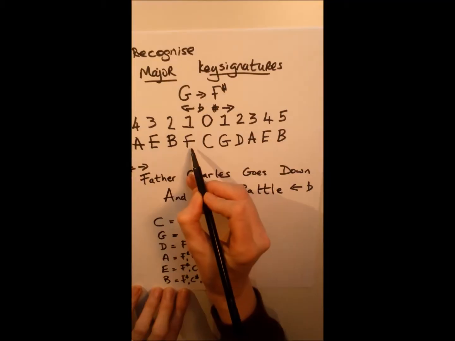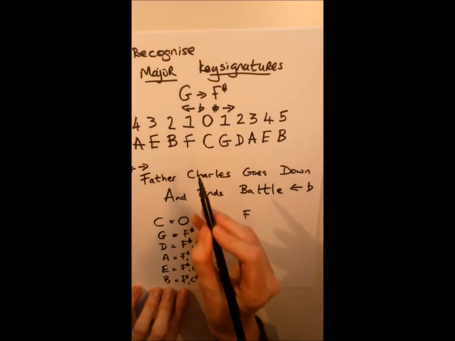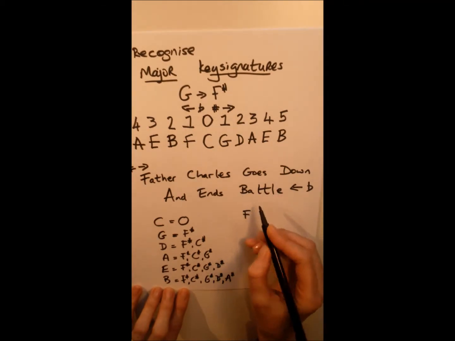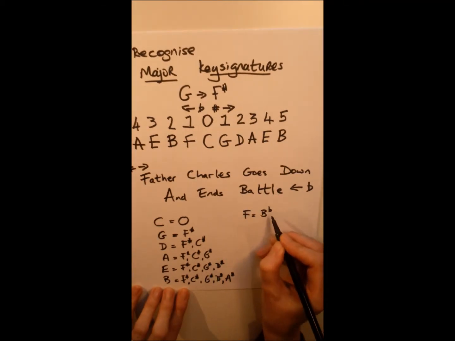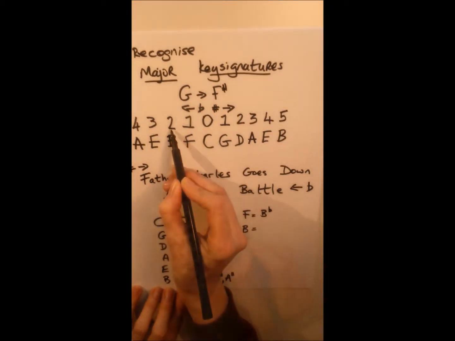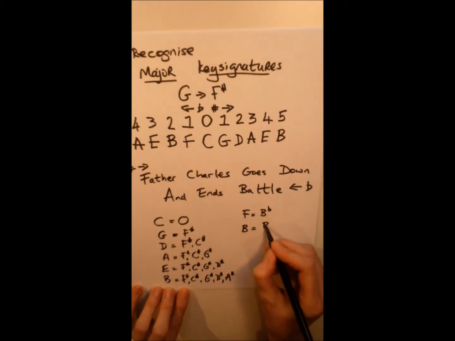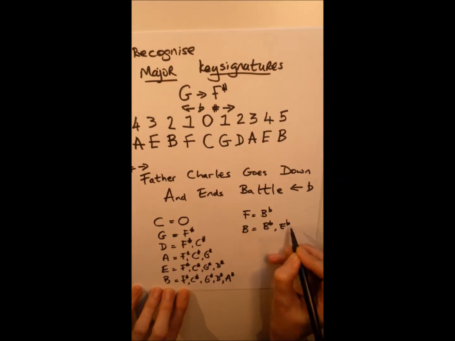Let's go backwards. The scale of F has 1 flat. We know flats go backwards, they go down. So 1 flat is B. The scale of B flat has 2 flats. So 2 flats, 1, 2: B flat and E flat.